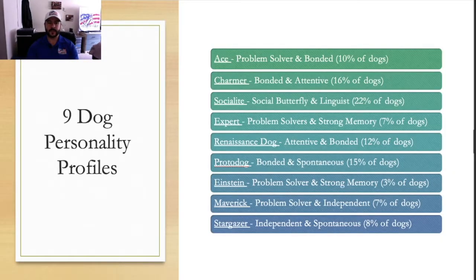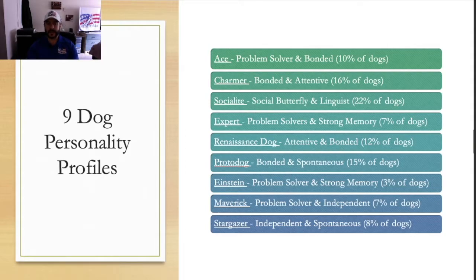The first thing that we're going to be talking about is the 9 different personality profiles. Science has been able to show and prove to us that dogs have 9 different personality profiles, or at least within the dog world, I should say, there are 9 different personalities. So you have the Ace, the Charmer, the Socialite, the Expert, Renaissance Dog, Proto Dog, Einstein, Maverick, and the Stargazer.